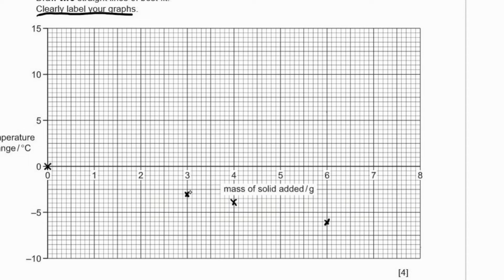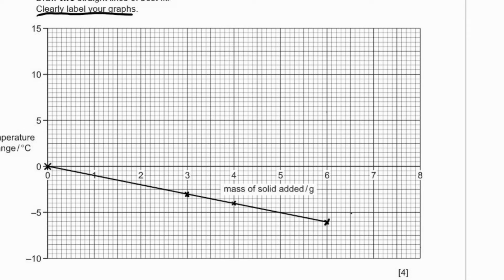Okay, here are the points for solid C. We have minus 3 degrees Celsius for 3 grams. We have minus 4 degrees Celsius for 4 grams. And we have minus 6 degrees Celsius for 6 grams. It looks like a nice straight line there. Okay, it is a nice straight line.